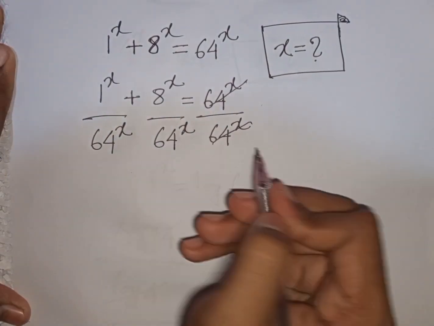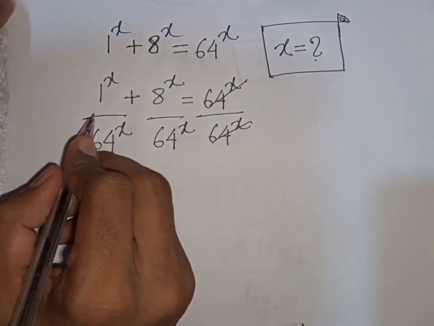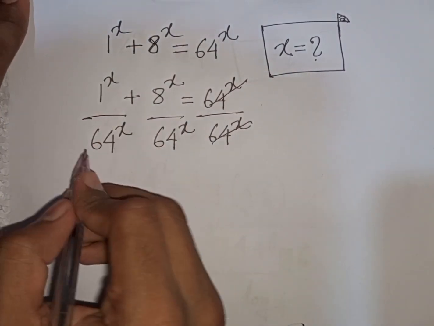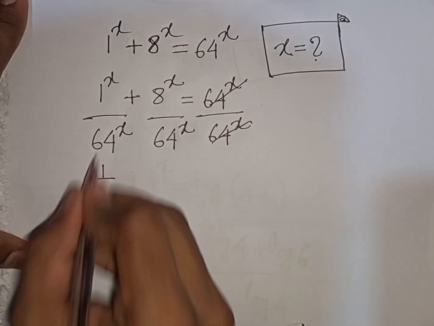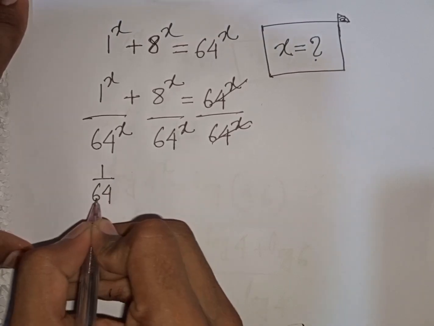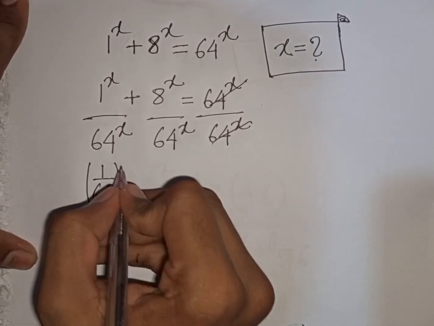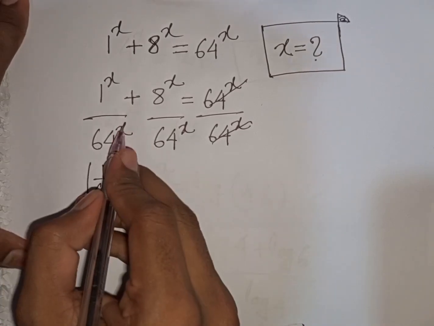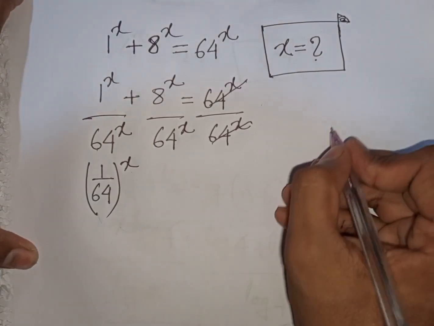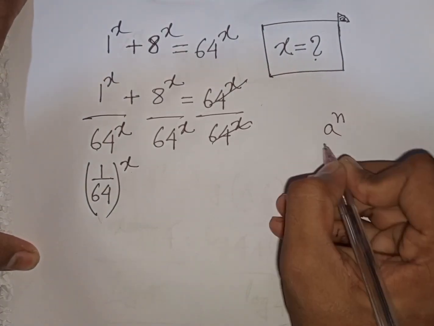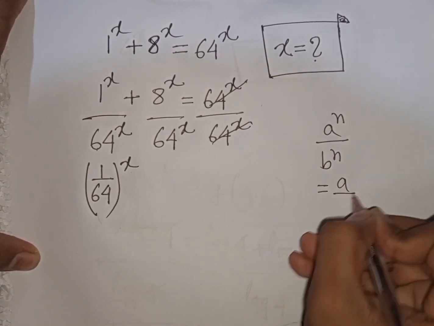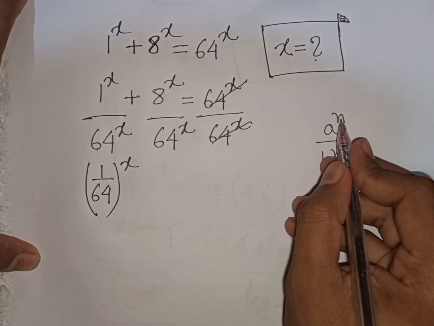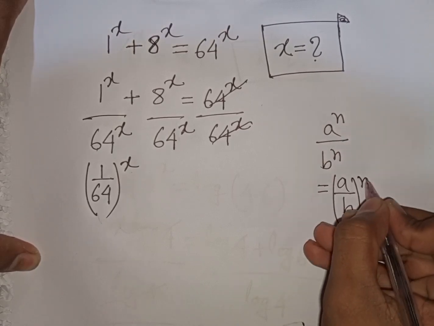Now, this will be cancelled. Now, 1^x over 64^x can be written as (1/64)^x, because the power x is the same but the base is different. According to this formula, a^n over b^n is equal to (a/b)^n.